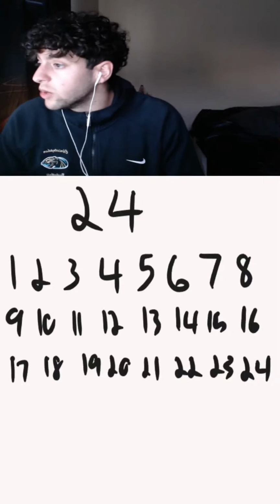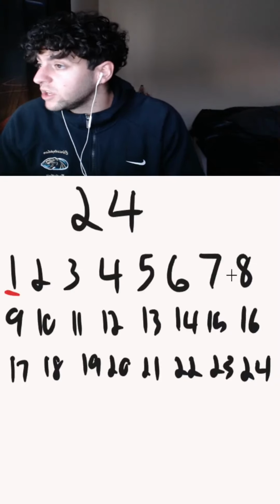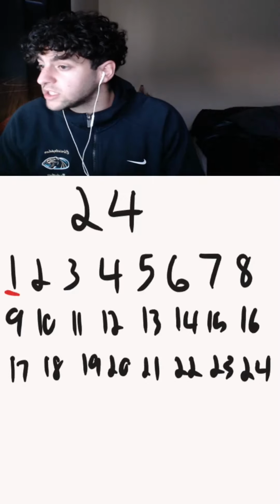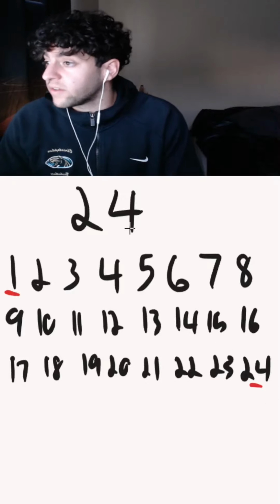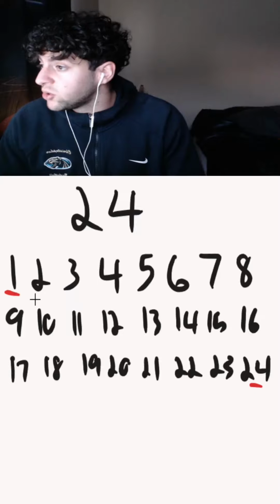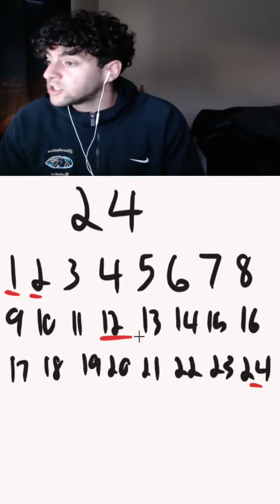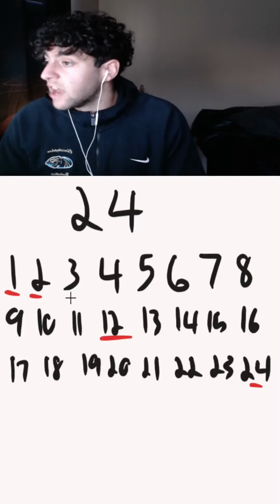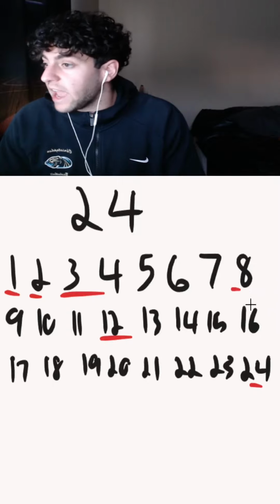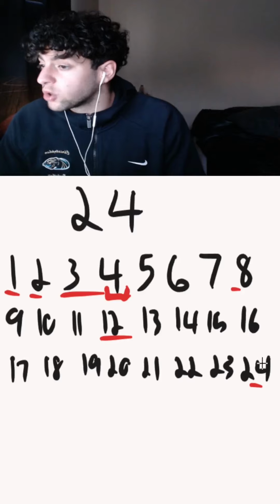So to walk through it, we check if 24 divides by 1 evenly, which it does, and 24 divided by 1 is equal to 24. So 1 and 24 are divisors. Next, we check if 24 divides by 2 evenly, which it does, and 24 divided by 2 is equal to 12. So 2 and 12 are divisors. And if we do the same for 3, we'll find that 3 and 8 are divisors, and we'll find that 4 and 6 are divisors. And we don't have to check past 4 since 4 is the floor of the square root of 24. Now let's get to coding this.